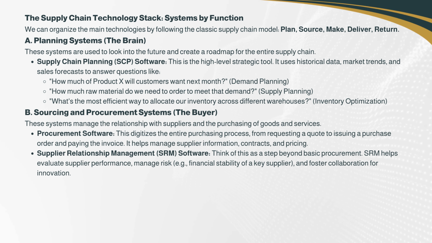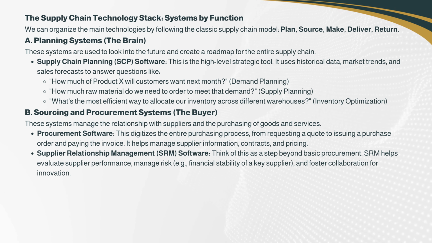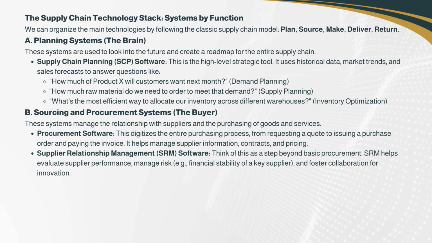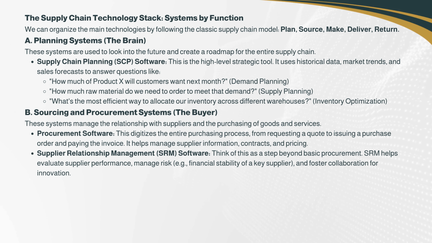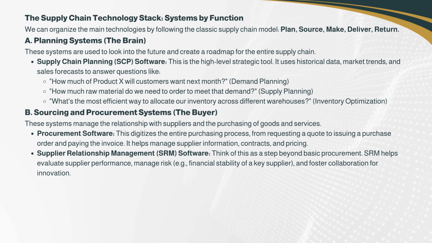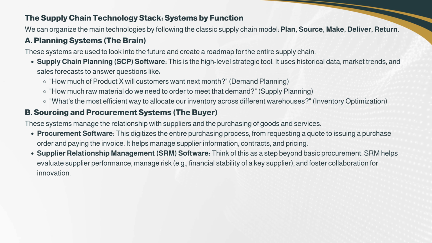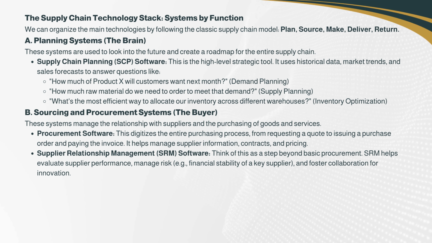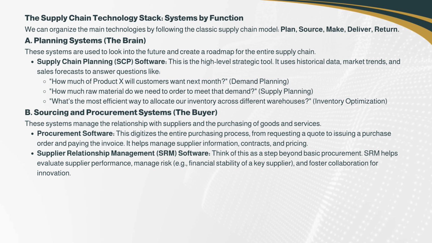These systems manage the relationship with suppliers and the purchasing of goods and services. Procurement software. This digitizes the entire purchasing process, from requesting a quote to issuing a purchase order and paying the invoice. It helps manage supplier information, contracts, and pricing. Supplier relationship management, SRM, software. Think of this as a step beyond basic procurement. SRM helps evaluate supplier performance, manage risk, e.g., financial stability of a key supplier, and foster collaboration for innovation.